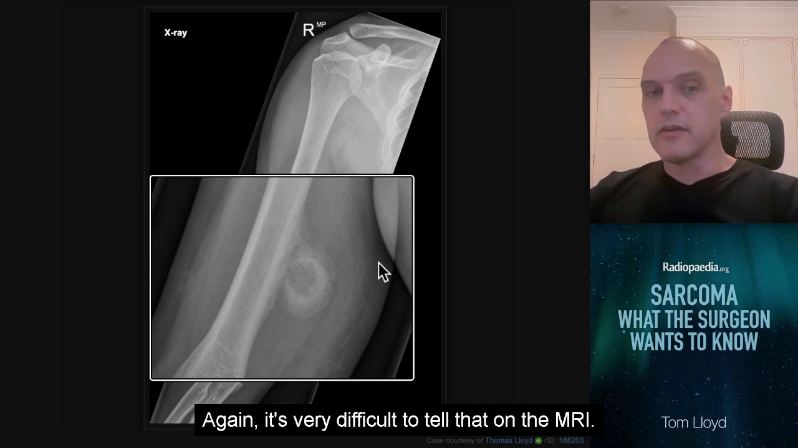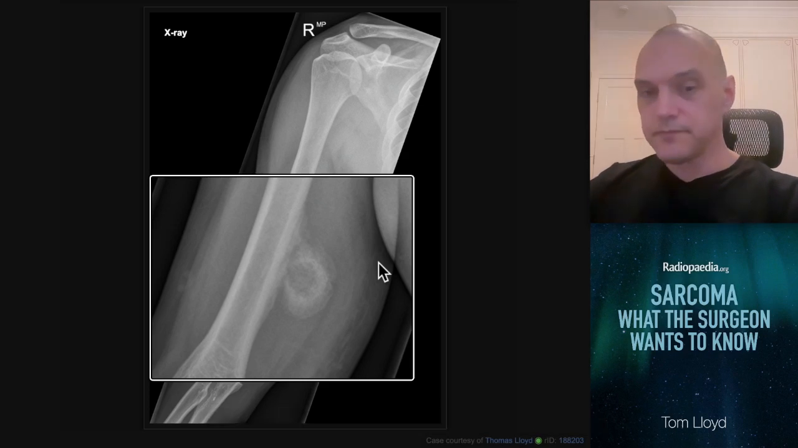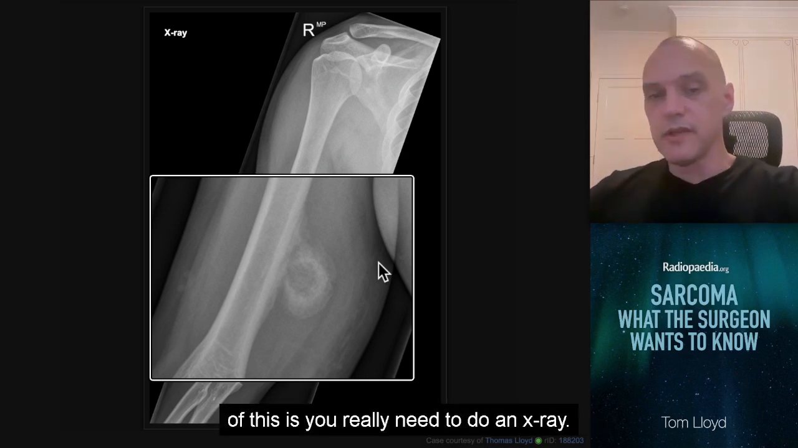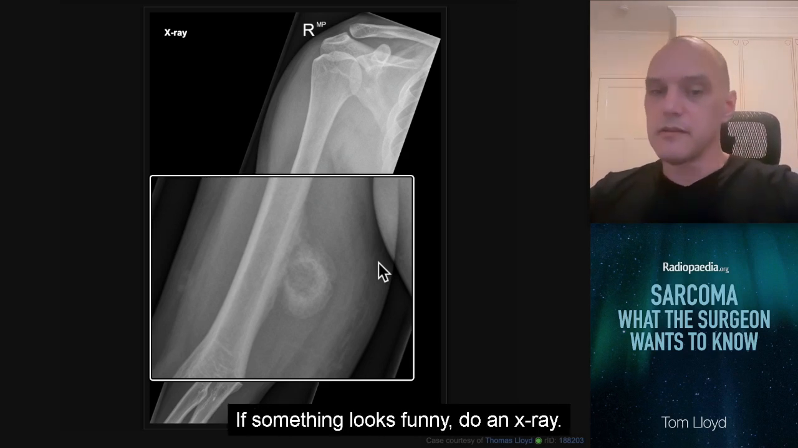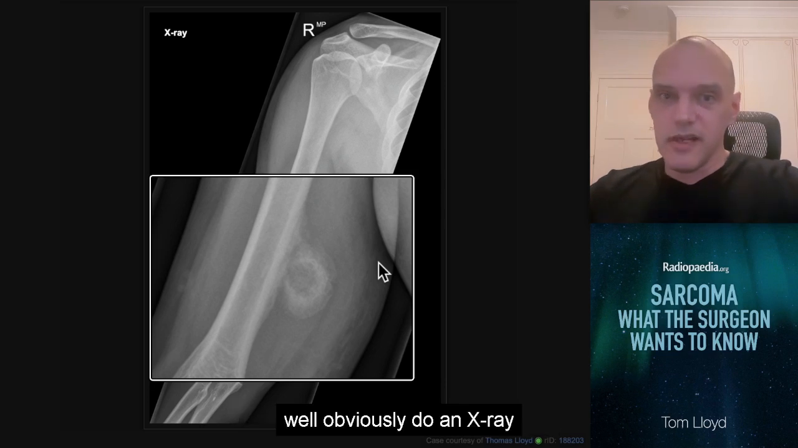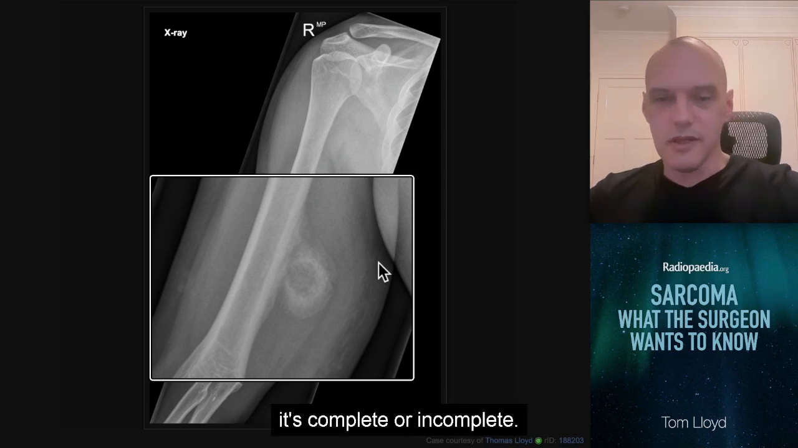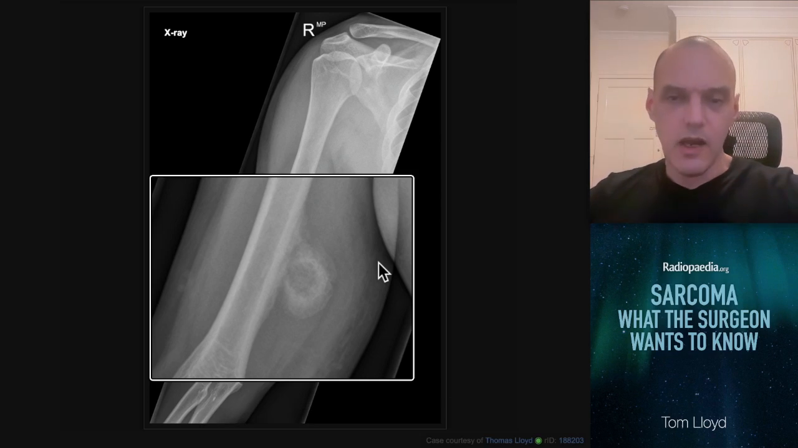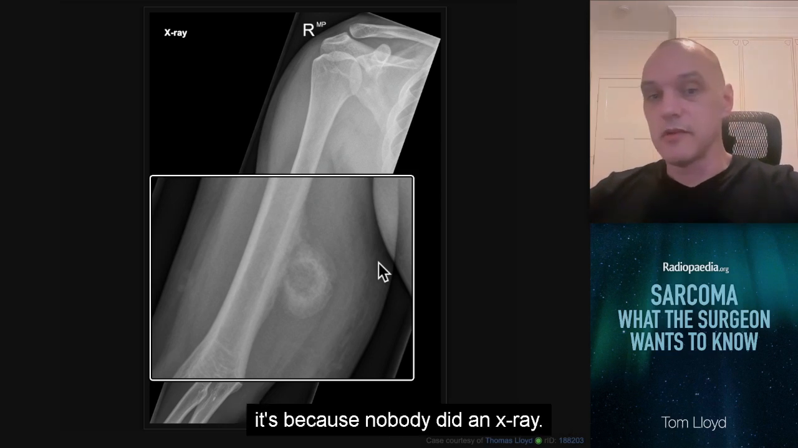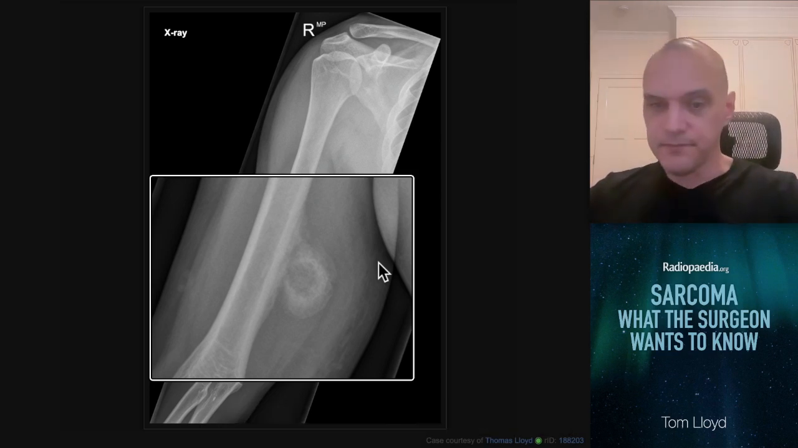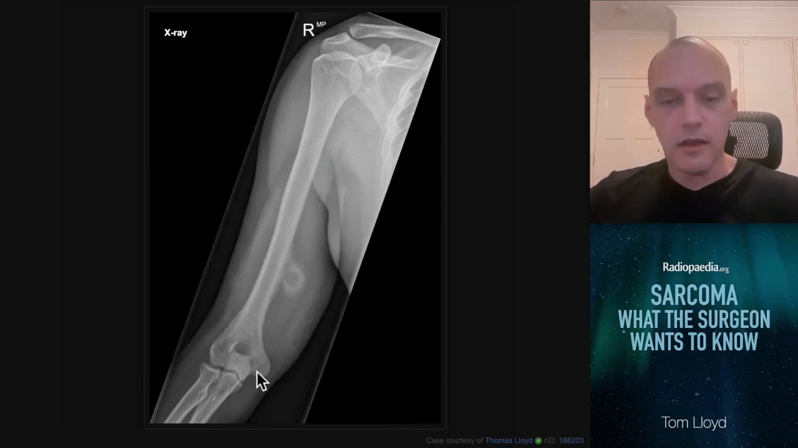Again, it's very difficult to tell that on the MRI. So point number one out of all of this is you really need to do an X-ray. If you're not sure, do an X-ray. If something looks funny, do an X-ray. If you're thinking about a fracture, we'll obviously do an X-ray because the X-ray can tell you whether it's complete or incomplete. And quite often, the cases that we see that have run into trouble is because nobody did an X-ray.